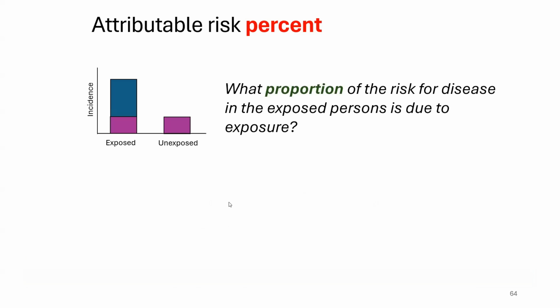So let's take that and make it a percent. So we calculate attributable risk percents to answer questions like what proportion of the risk for disease in the exposed persons is due to the exposure. So instead of saying that this number of cases is due to the disease, we're going to look at the proportion of risk that exposure adds to the disease.